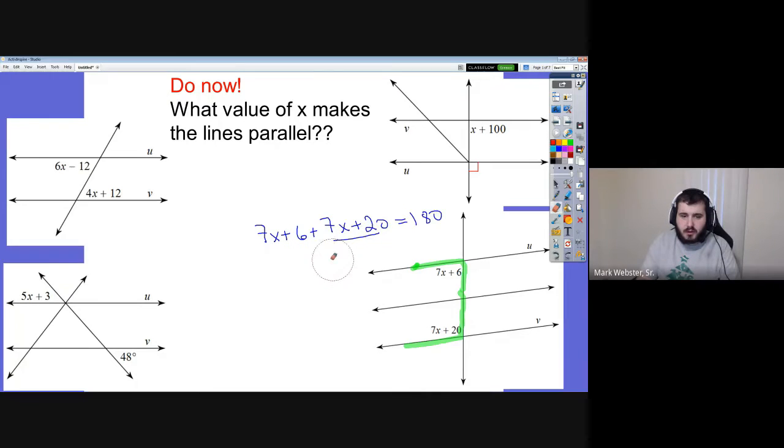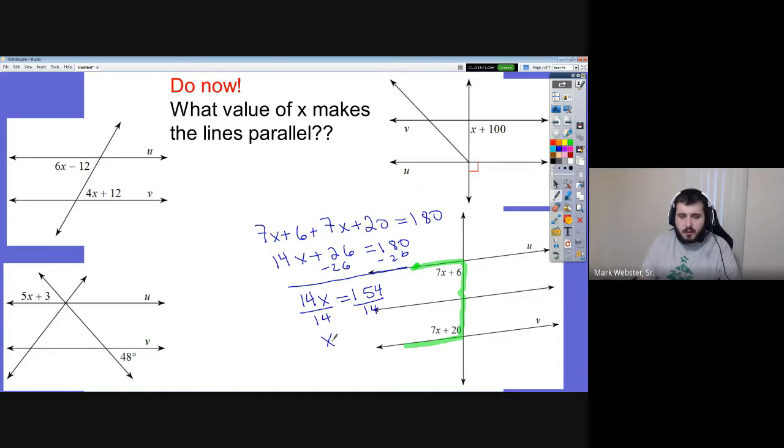So now we've got our equation. Let us combine like terms. 7x and 7x makes 14x. 6 and 20 makes 26. Subtract. I get 14x equals 154. Which sounds like it goes into 14. Let me divide. Yeah, 14 times 11 is 154.